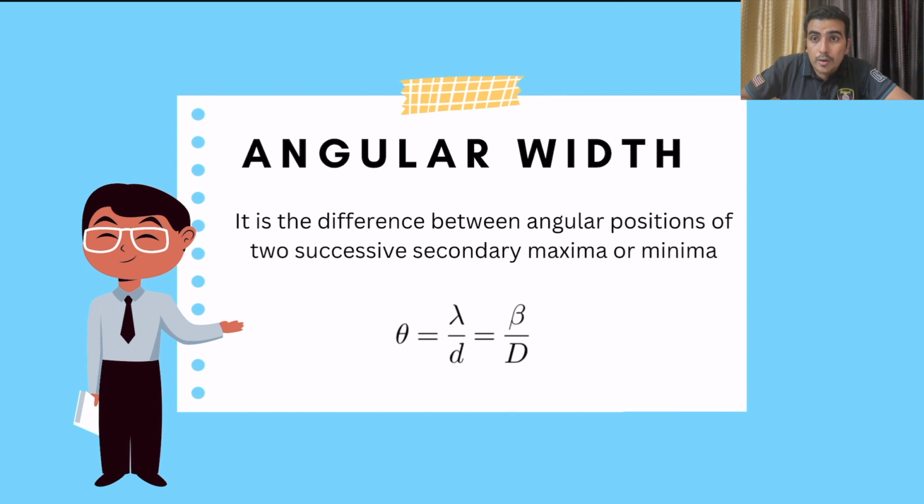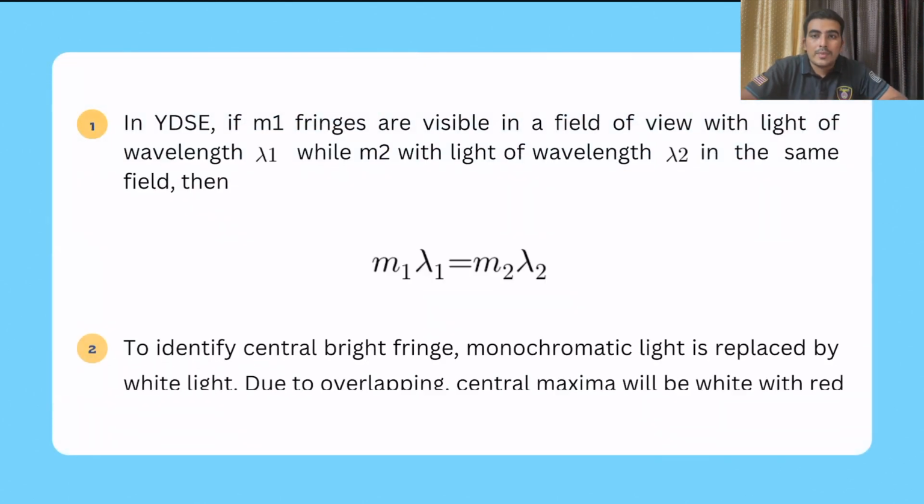The angular width formula is equal to lambda by small d, equal to beta by capital D. So here, this theta is the angular width. It's the difference between the angular positions. Don't get confused with the previous theta. This is actually the difference between the angular positions. The formula is lambda over small d or beta over capital D. That is angular width.